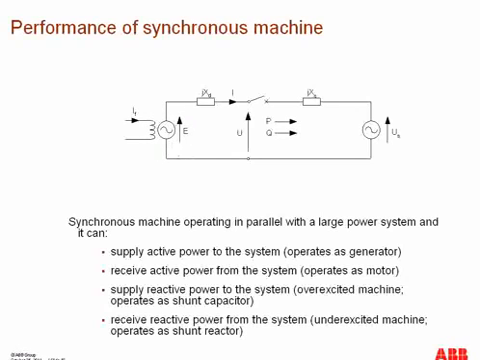On the same side, if this machine is supplying reactive power to the system, then this machine is in overexcited mode, and it is acting as a shunt capacitor and supplying VAR to the system. And if it is receiving VAR from the system, then it is an underexcited machine, and it is acting as a shunt reactor. So the same machine is acting in different ways in different system conditions.